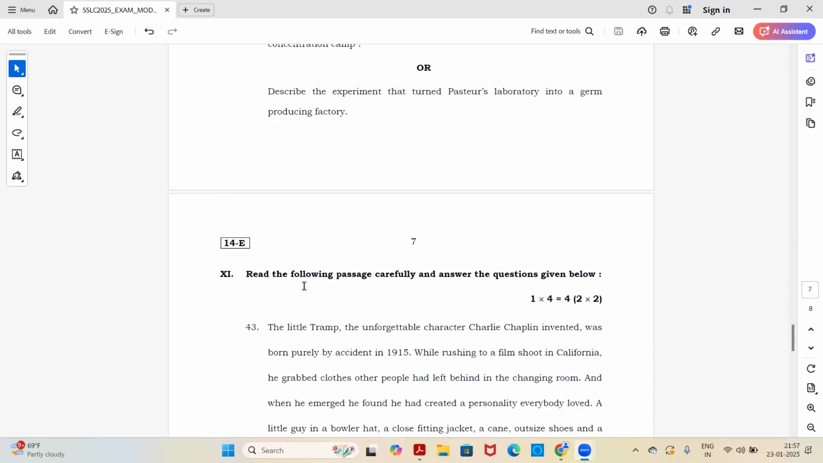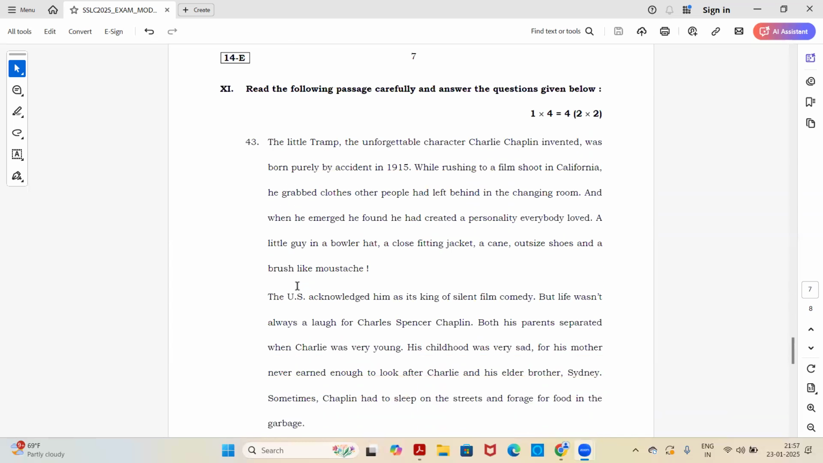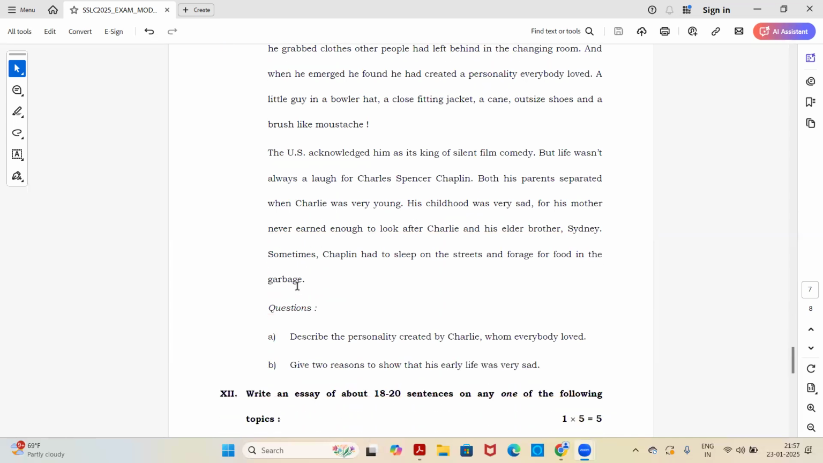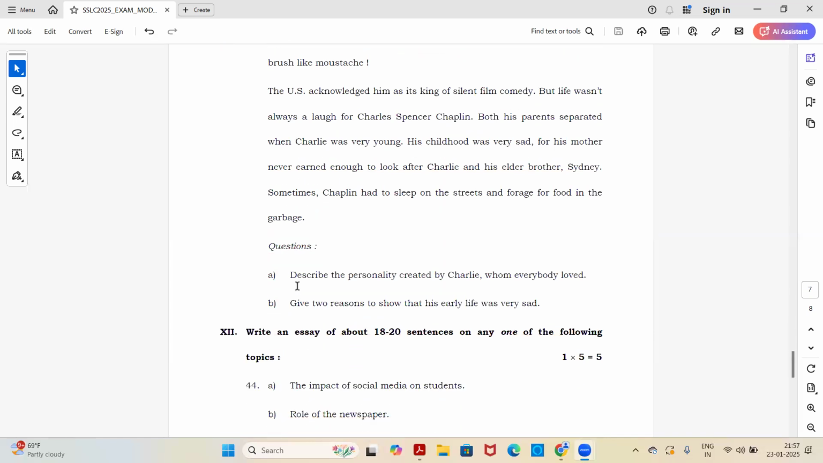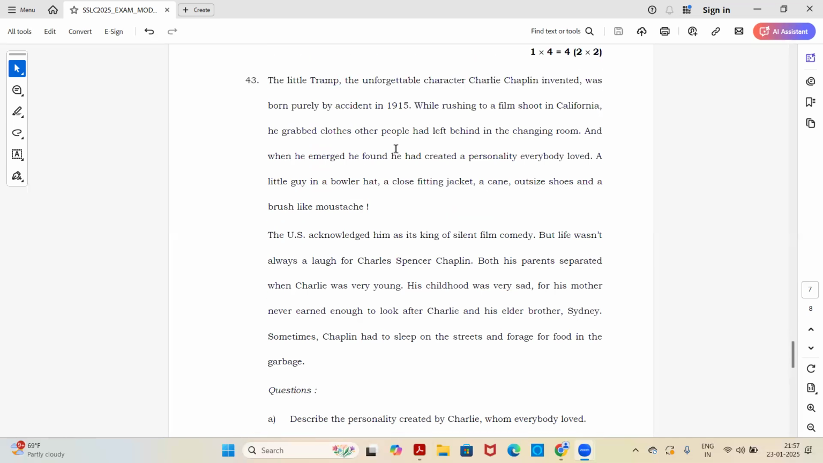Now moving to the next main, that is the comprehension passage. You need to read the passage carefully and answer the questions. Again, it's a 4-mark main. You have 2 questions of 2 marks each. Describe the personality created by Charlie, whom everybody loved. Give 2 reasons to show that his early life was very sad. So you will get these answers in this paragraph only, this comprehension. Just read it properly and thoroughly and you will get the answers.